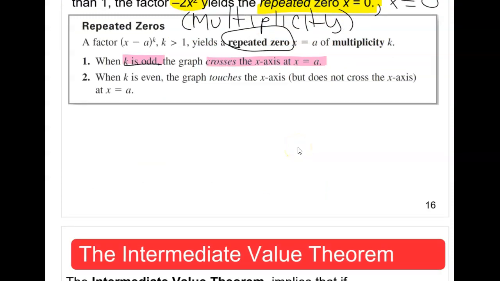If k was 1, 3, and so on, odd numbers. Now what happens when k is even? Well, just like we saw with our example, we found the 0, and then the graph will touch the x-axis, and then it turns around. It says here does not cross, so I like to say turns around.